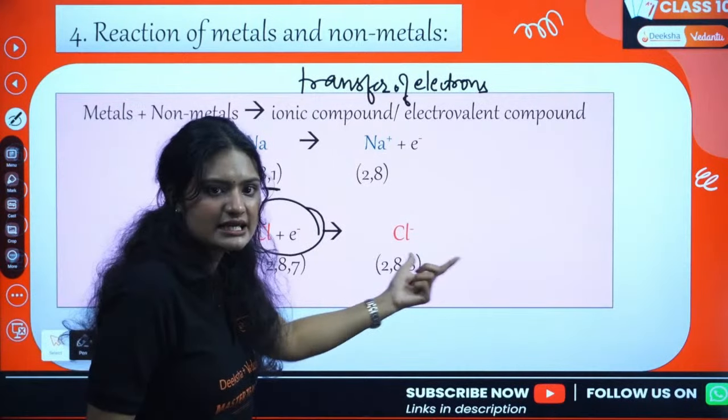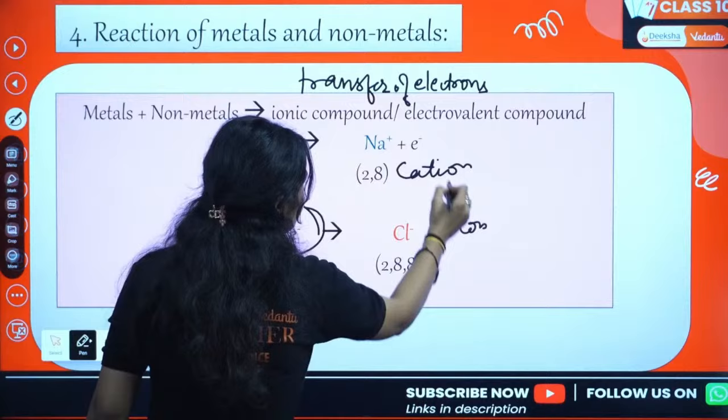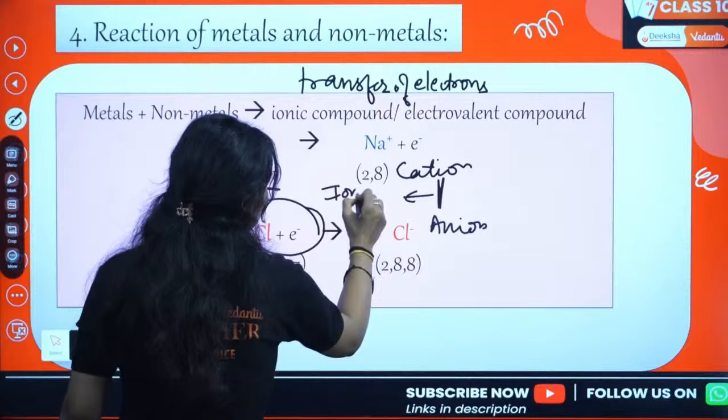This is a cation, a positively charged ion, and this is an anion. And when a cation and an anion make a bond, this bond is called ionic bond, my dear kids.